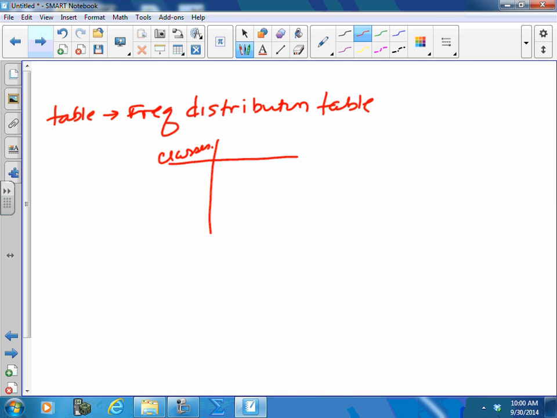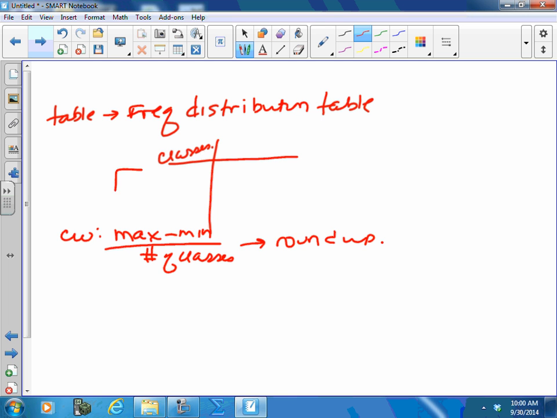How do you find your class width? Maximum over the number of classes. Good. Max minus min over the number of classes, and how do you round? Good. Always round up. Your class width is between 2 intervals. Just to give a little review on this. Make the notes right on the graph paper that you did. So when you go to do these again, you have everything there.